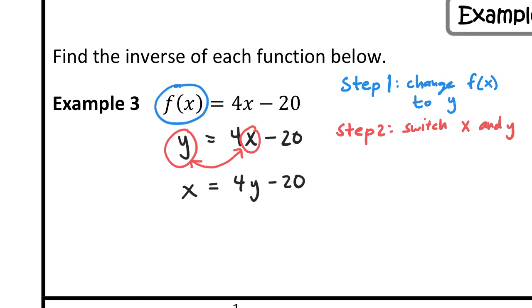Okay. Step 3. Solve for y. Solve for y. So I want to get y by itself. So what do I need to do? I need to move the 20, the negative 20. So what's the opposite of subtracting 20? Add 20.